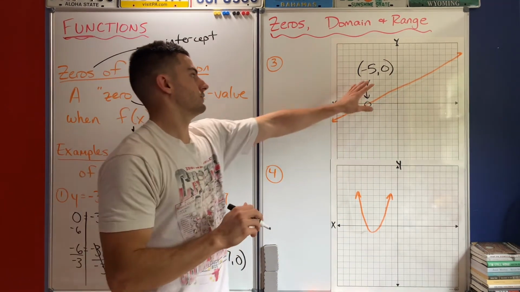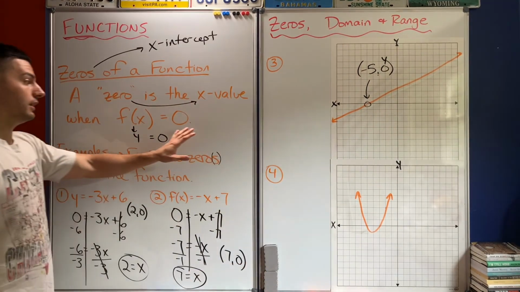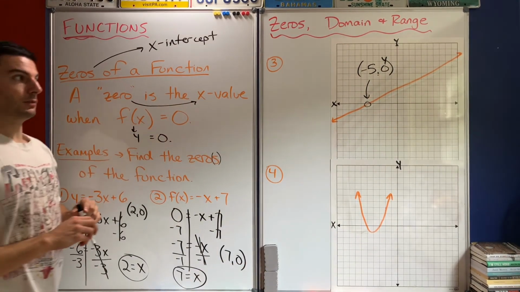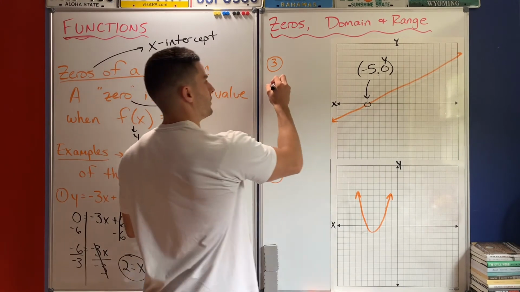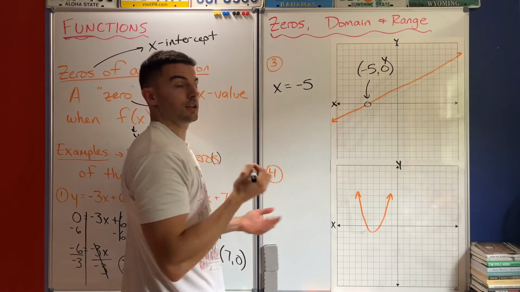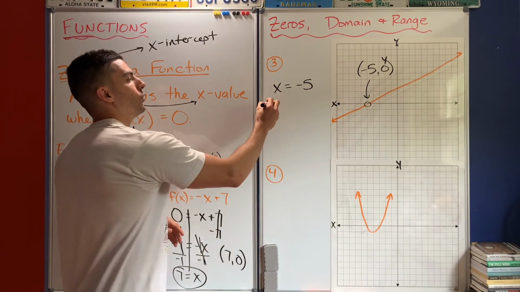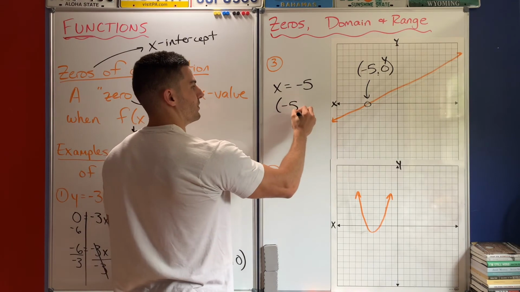And so that means, right, that my y value is 0, like it should be, right? That's what we said, that our zeros are when y equals 0. So my 0 of this function would be, I could say x equals -5, okay? Because technically, again, the 0 is what the x value is at that spot. Or I could just say the point as well.